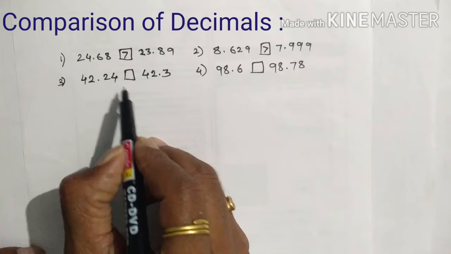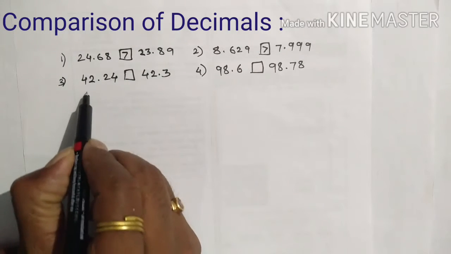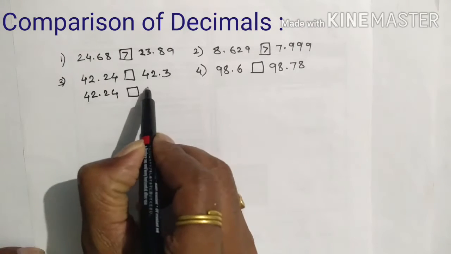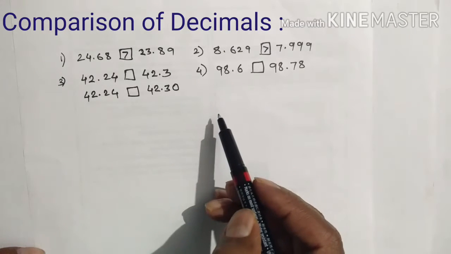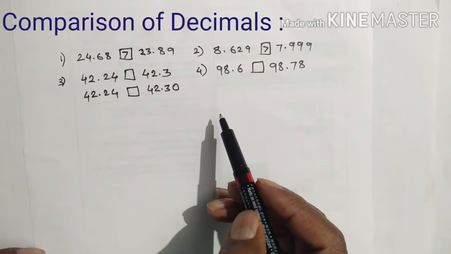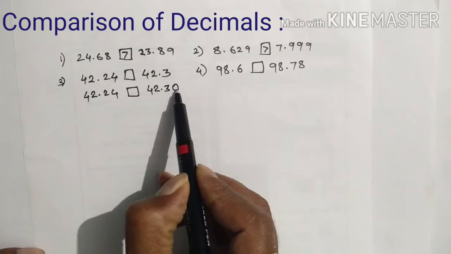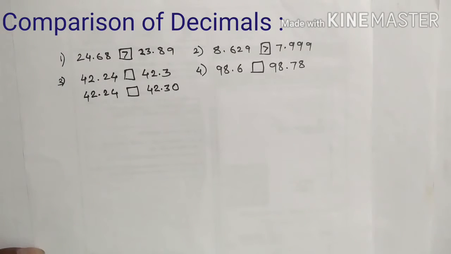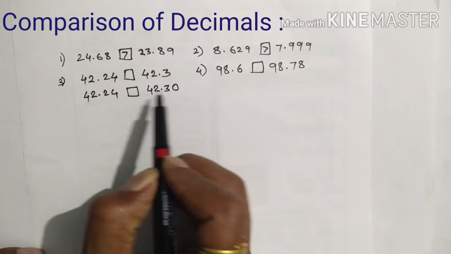First we have to equalize the decimal places. In the last video we learned how to equalize decimal places. If we add zeros after the decimal places, their value will not change. We discussed this in the last video. So now there are an equal number of decimal places in both decimal numbers. Now we can compare. Before comparing such decimal numbers, we have to equalize their decimal places.